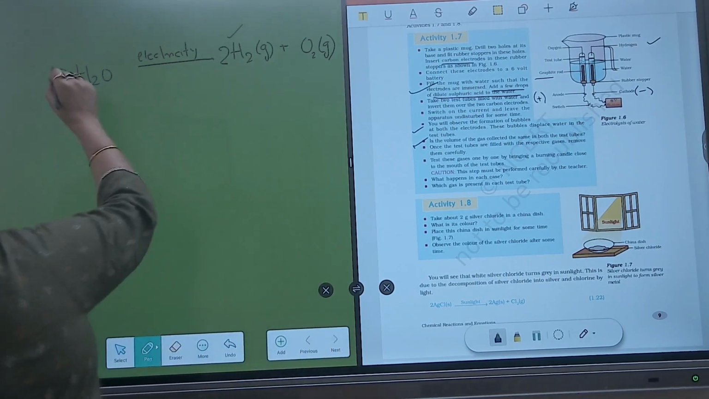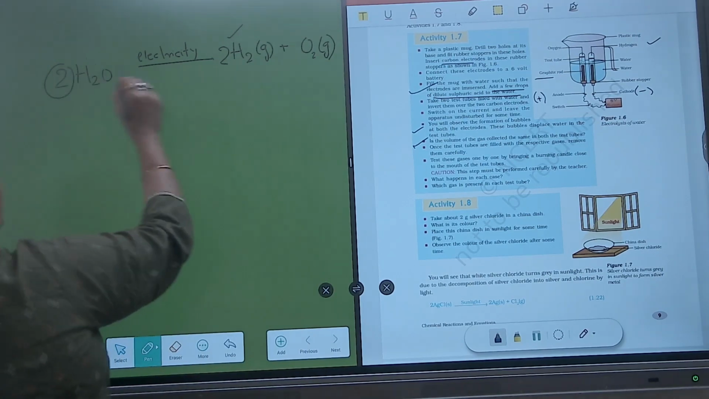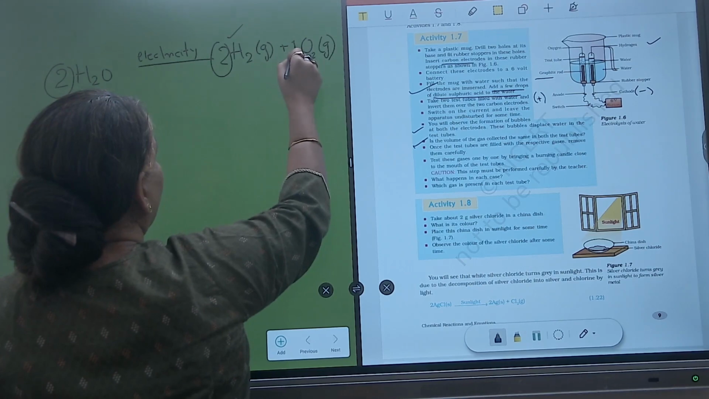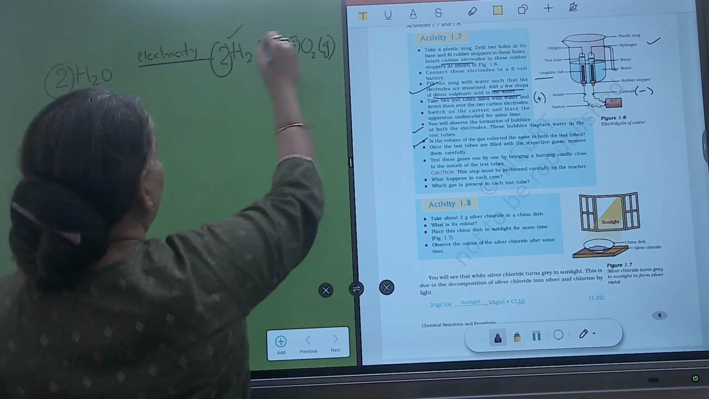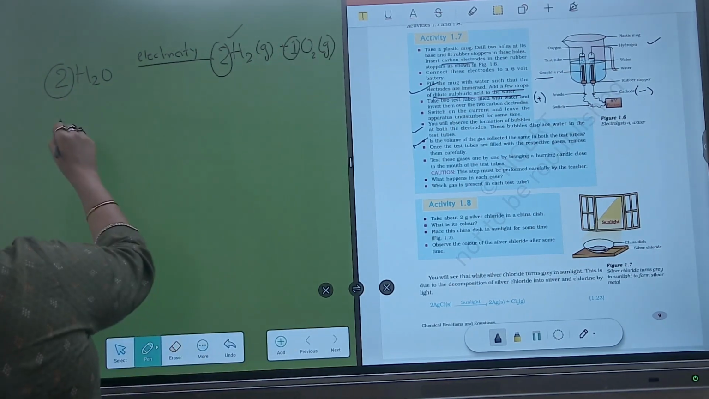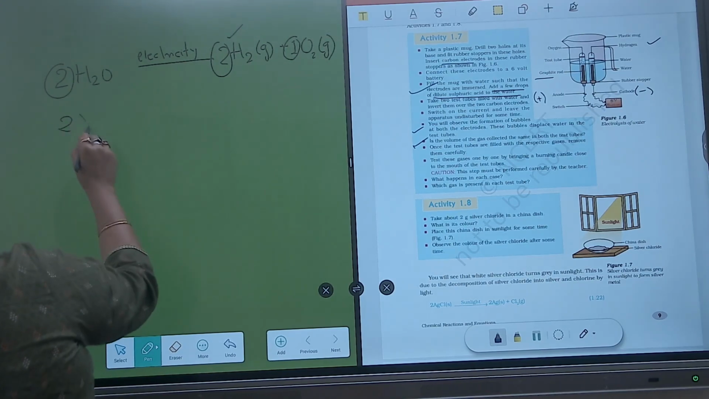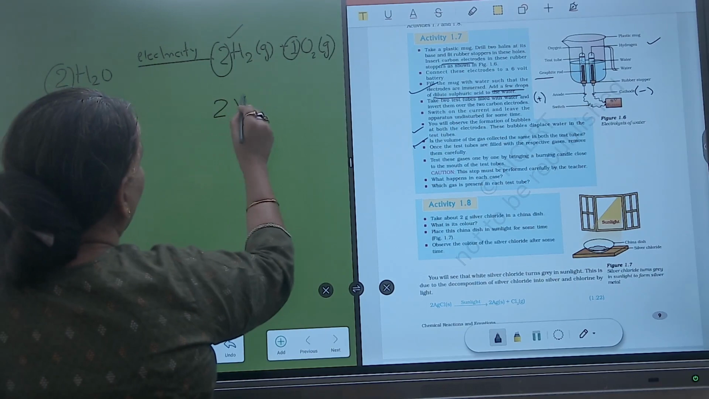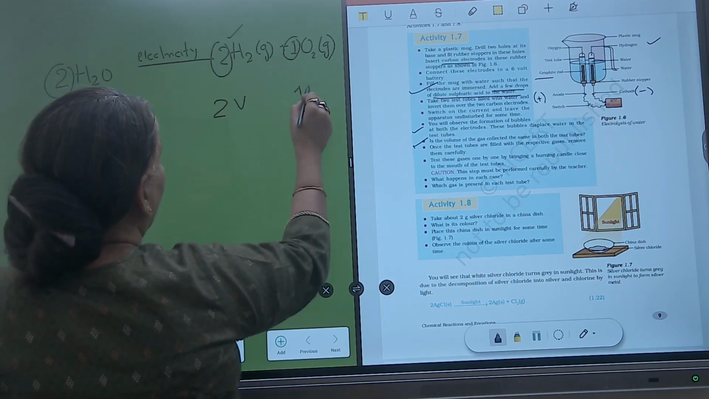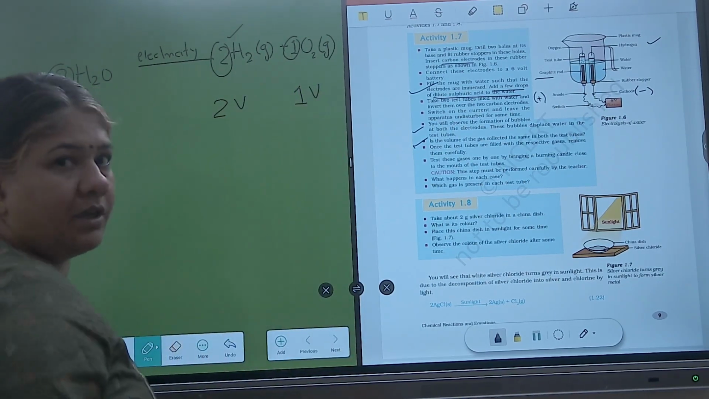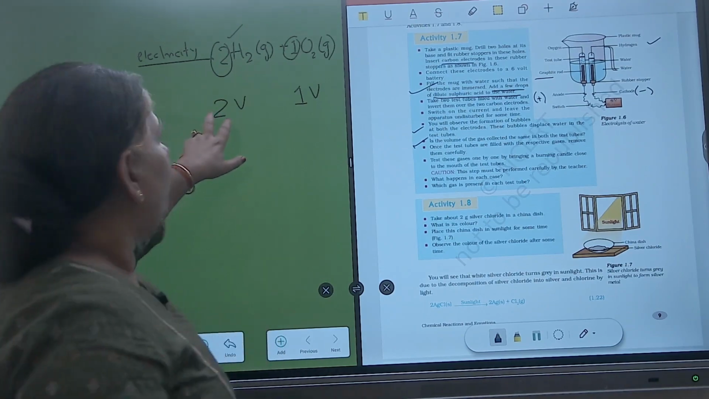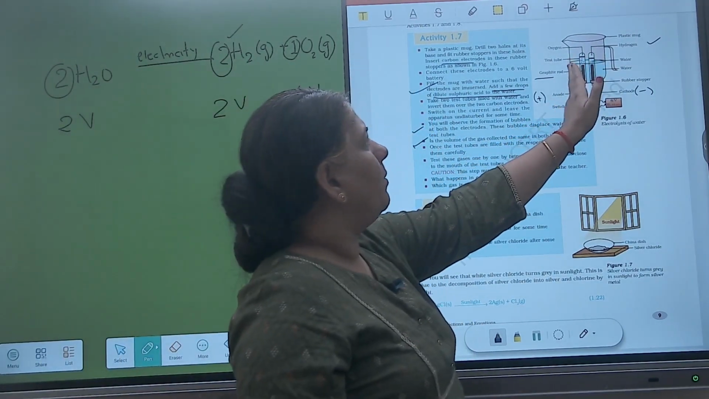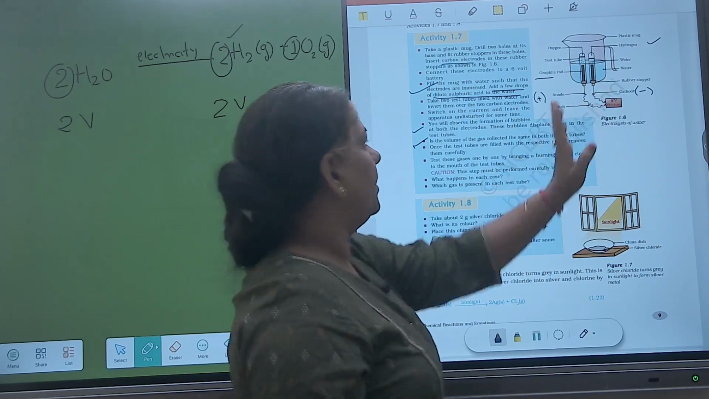See, just observe this stoichiometric number. Here nothing is written, so read it as 1. So how will we read it? 2 volumes of water will give 2 volumes of hydrogen and 1 volume of oxygen. So obviously hydrogen is produced twice the volume as compared to oxygen.